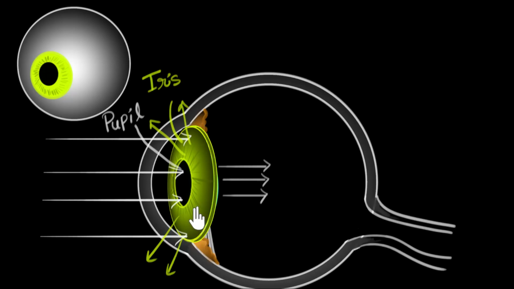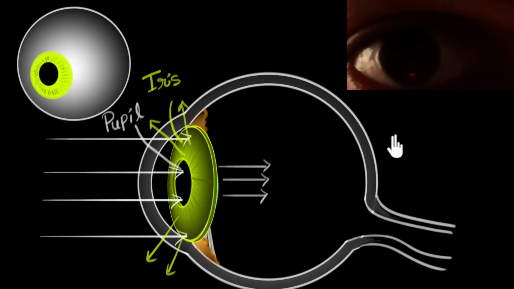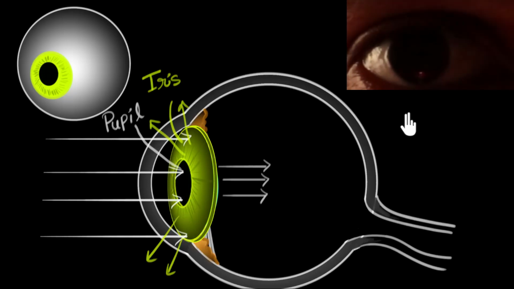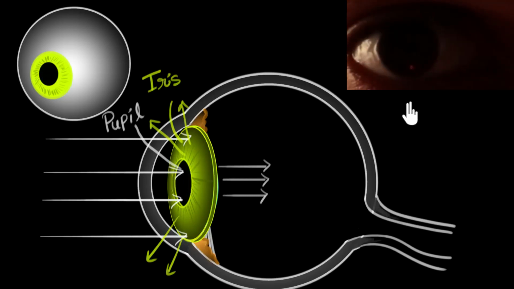And you can do this experiment at your home. Just stand in front of a mirror in a dark room. Your pupils will now be dilated. And just flash light into your eyes and you will see immediately that pupil will get constricted, become smaller in size.